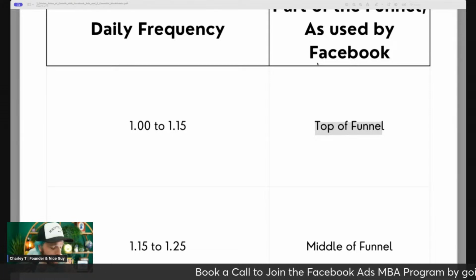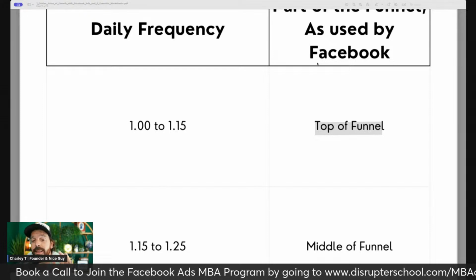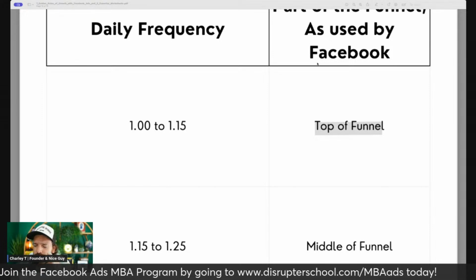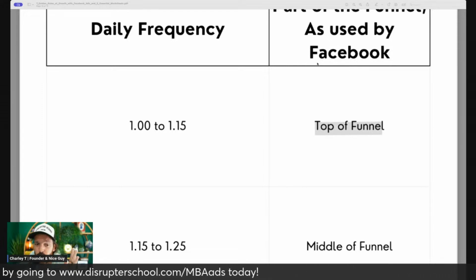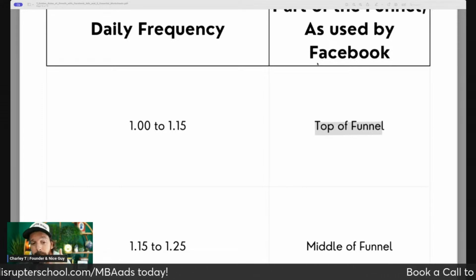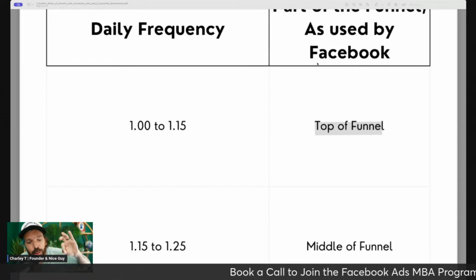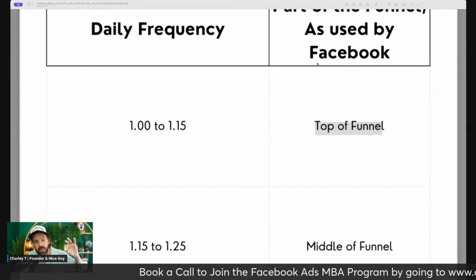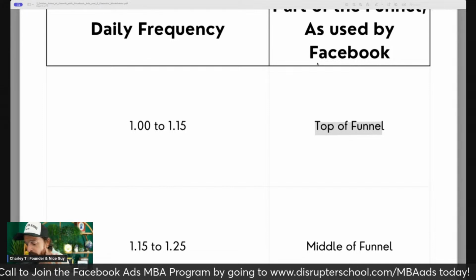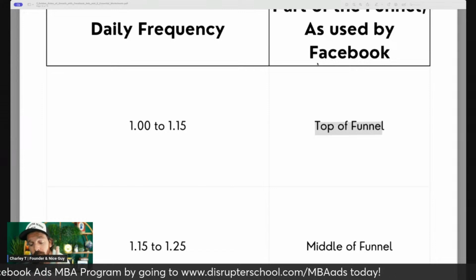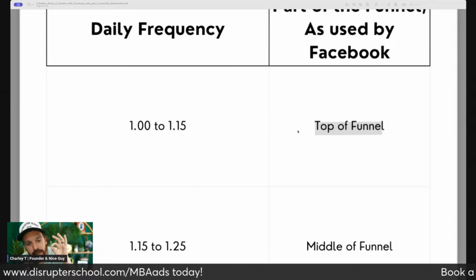which is one of the reasons that the frequency is lower. Now, if your CPM on a top of funnel ad is higher, that means that not only is it so bad, nobody wants to see it, so Facebook is struggling to show it to people more than once. But because it's so bad, you have to pay extra to make sure that nobody sees it twice. Top of funnel ad should have a lower CPM.